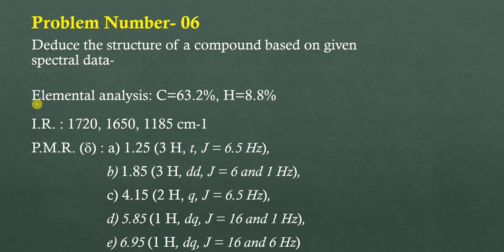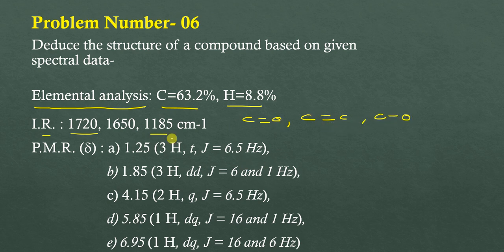So in this problem, elemental analysis is given. We have the percentage of carbon and hydrogen. From this elemental analysis, we need to derive the molecular formula, so we will see how to derive the molecular formula from elemental analysis. Then in IR, we have 1720, which can be C=O stretching, 1650, which can be C=C stretching of alkene. Then we have 1185, this can be C-O stretching.